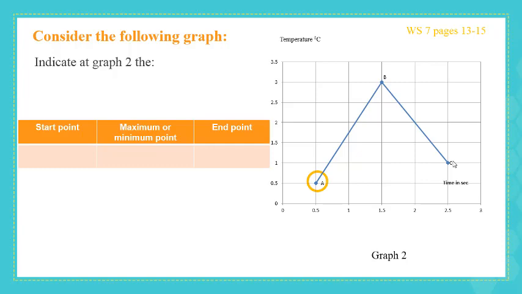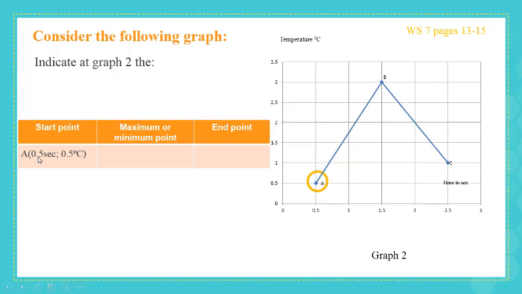As we explained before in graph 1, draw a perpendicular to the x-axis to determine its value on the x-axis and another perpendicular to the y-axis to determine its value on the y-axis. If we draw the perpendicular to the x-axis, the value will be 0.5, and if we draw a perpendicular to the y-axis, the value will also be 0.5.